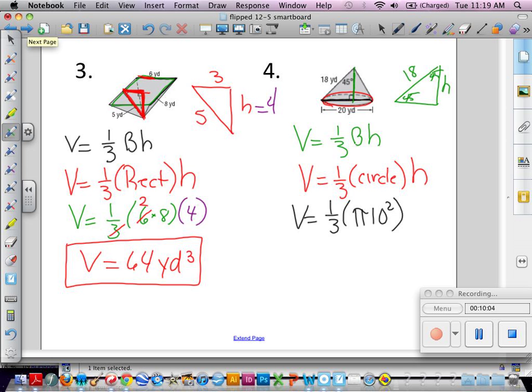Now, this is not 10. That's not going to the center, people. That's not the radius, so that is not 10. So you're going to have to use your 45, 45, 90 relationships to figure out what your height is. And so some people use the formula hypotenuse equals root 2 times the leg. 18 is your hypotenuse, root 2 times the leg. So you're going to have 18 over root 2 is your leg.